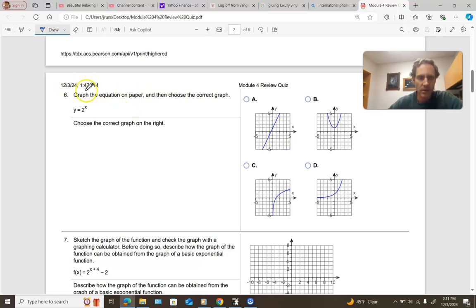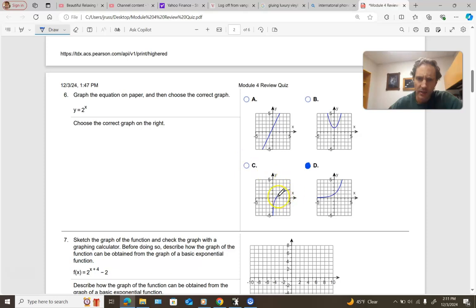Number 6. So it says graph the equation on paper and then choose the correct graph. Well, guys, this is an exponential function. It's 2 to the power of x. So you know it can't be choice A or choice B or choice C. It's got to be choice D. But if you're not sure, you can always graph it in your calculator.